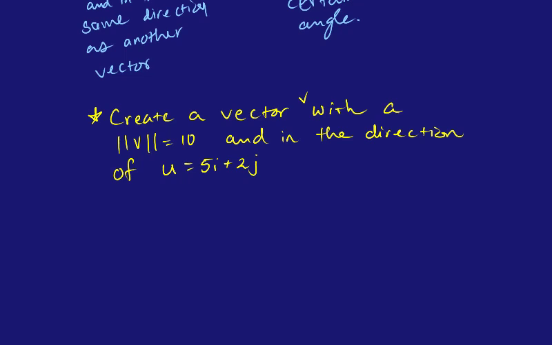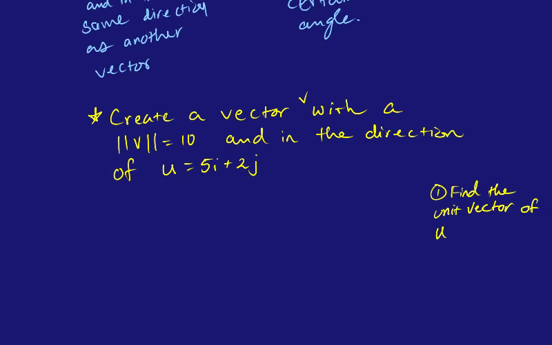If you want to create a vector v with a magnitude of 10 and in that direction, the first thing we're going to do is find the unit vector of u. The reason is that the unit vector has a magnitude of 1, and vectors, when multiplied by a scalar, have their magnitude grow by that amount. So if you have a magnitude of 1 and multiply it by 10, now you have a vector that goes in the direction of u but has the magnitude that you want.